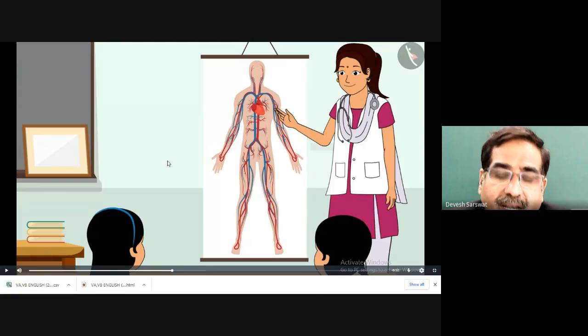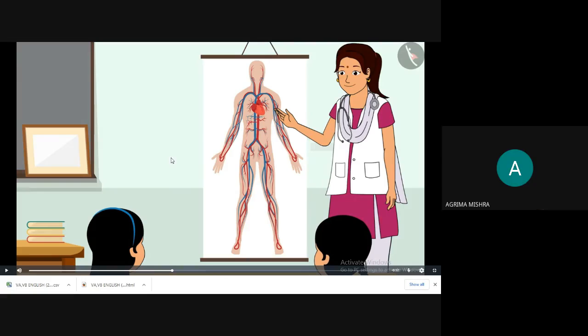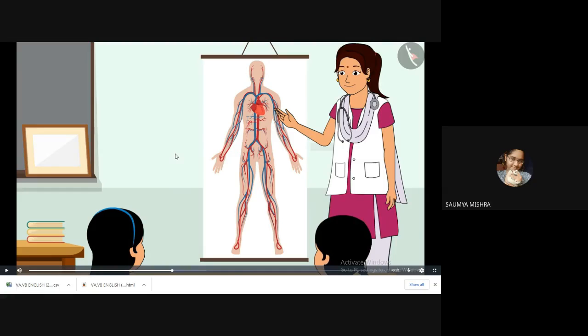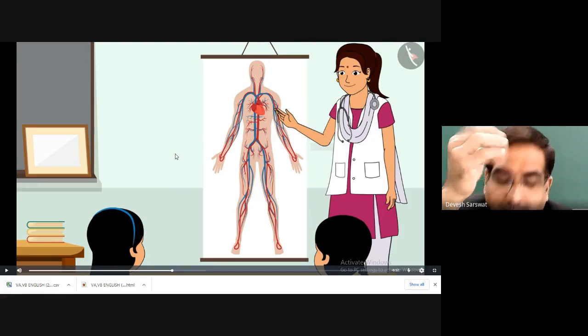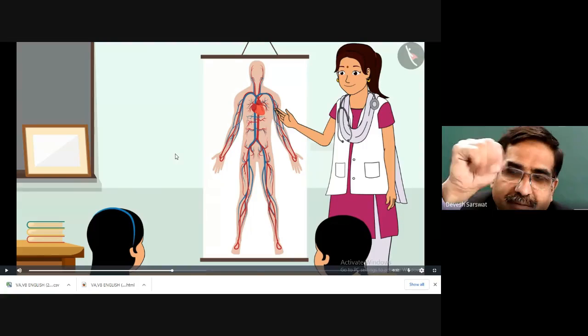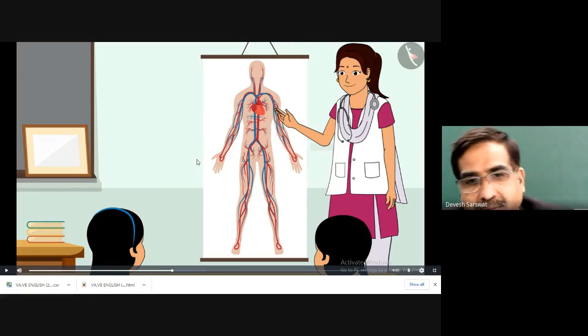Do you know, children, how many times does our heart beat in a minute? Can you tell how many times our heart beats? Yes, sir, 72 to 80. 72 to 80. Okay. And can you guess what is the size of your heart? Make a fist. The size of your fist is the size of your heart. The bigger the size of someone's fist, the bigger their heart will be.